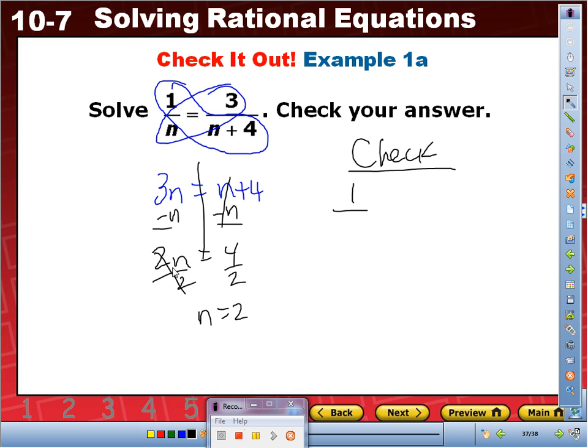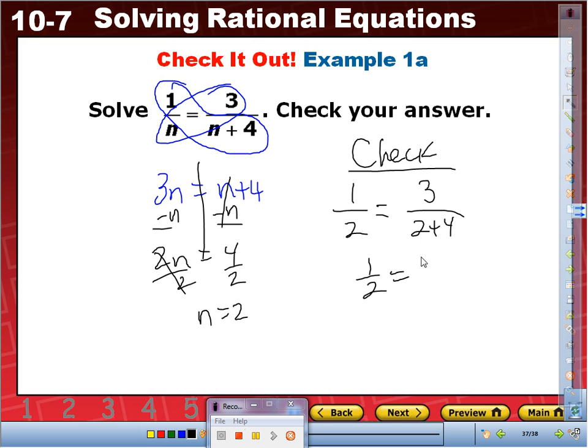One over, what is n? 2 equals 3 over 2 plus 4. 1/2 equals 3 over 6. Can we reduce 3 over 6? Yeah, it's 1/2.